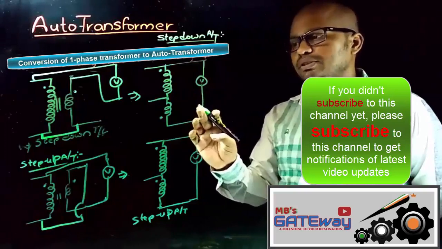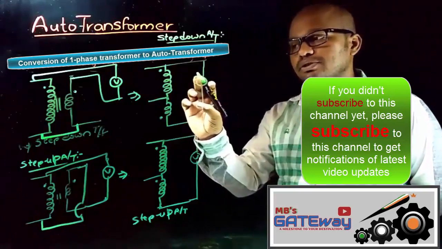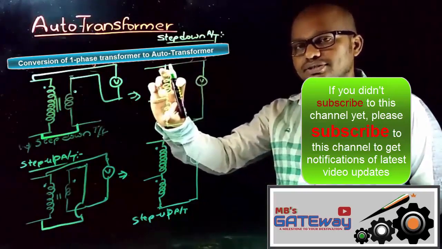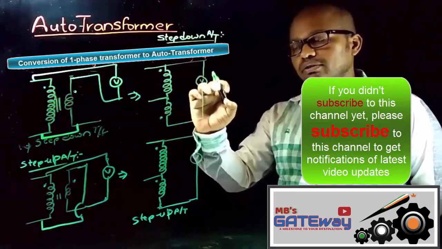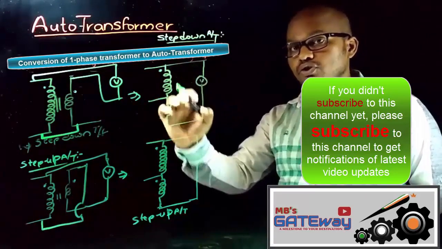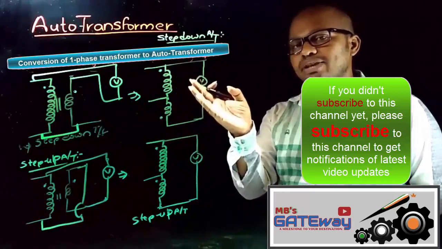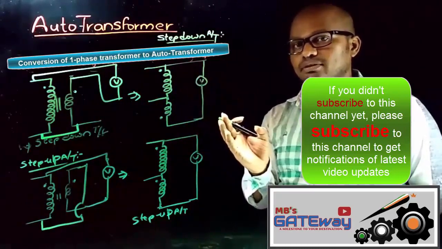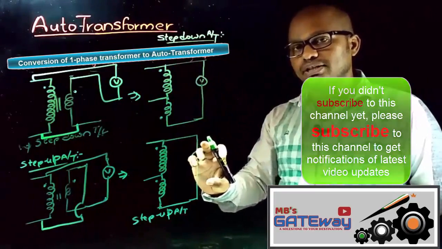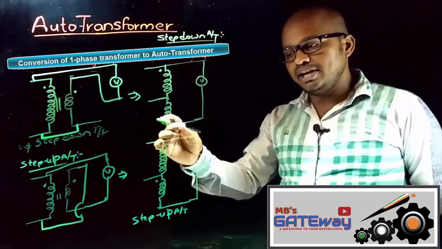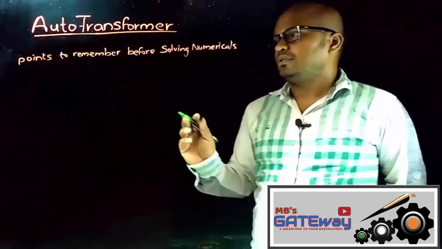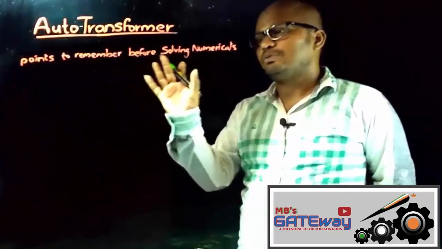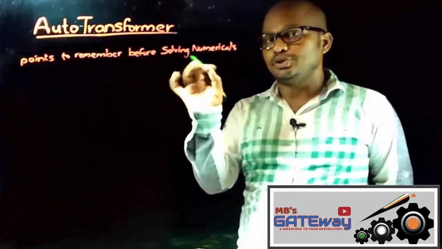So this will give you the configuration of step down autotransformer. And simply to remember this, if voltmeter is connected across the dot ends, this is dot end and this is dot end, or if voltmeter is connected across the non-dot ends, then that transformer will act as step down autotransformer. And if the voltmeter is connected across the dot end and non-dot end, that will come under step up autotransformer. And following are the points that you must remember before solving the numericals.